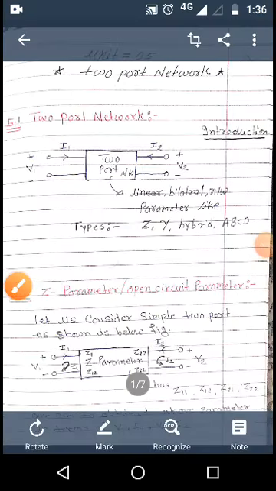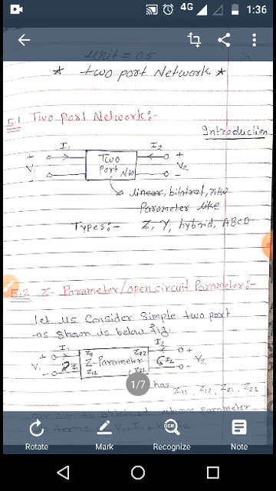Today we will discuss Z parameters. Z parameters are also called open circuit parameters. In these Z parameters, we are finding the parameter values Z11, Z12, Z21 and Z22. Now let us consider a simple two-port network as shown in the figure below.